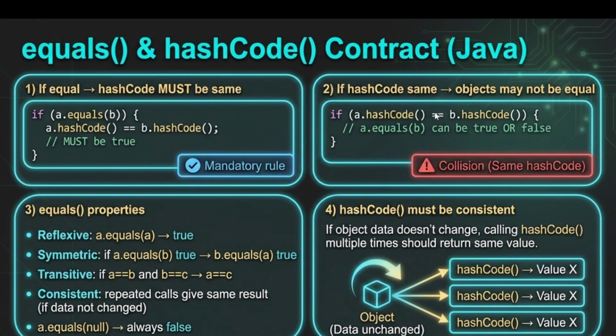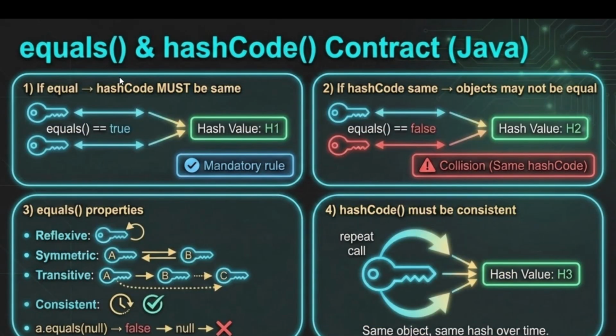So that's what it is: hash codes are the same, but objects may not be equal, so we don't need to worry much about it. The hash code must be consistent. If the object does not change, calling hashCode multiple times should return the same value. So whenever the object is not changing, we will get the same hash code again and again. So nothing to worry.